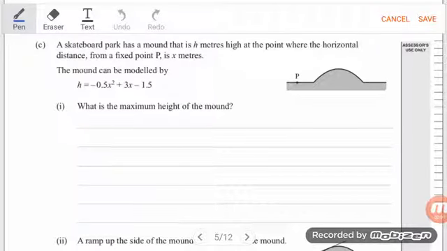Welcome to part 4 of 6. I'm going to try and fit the next 2 pages into hopefully less than 15 minutes. We'll see how we go.